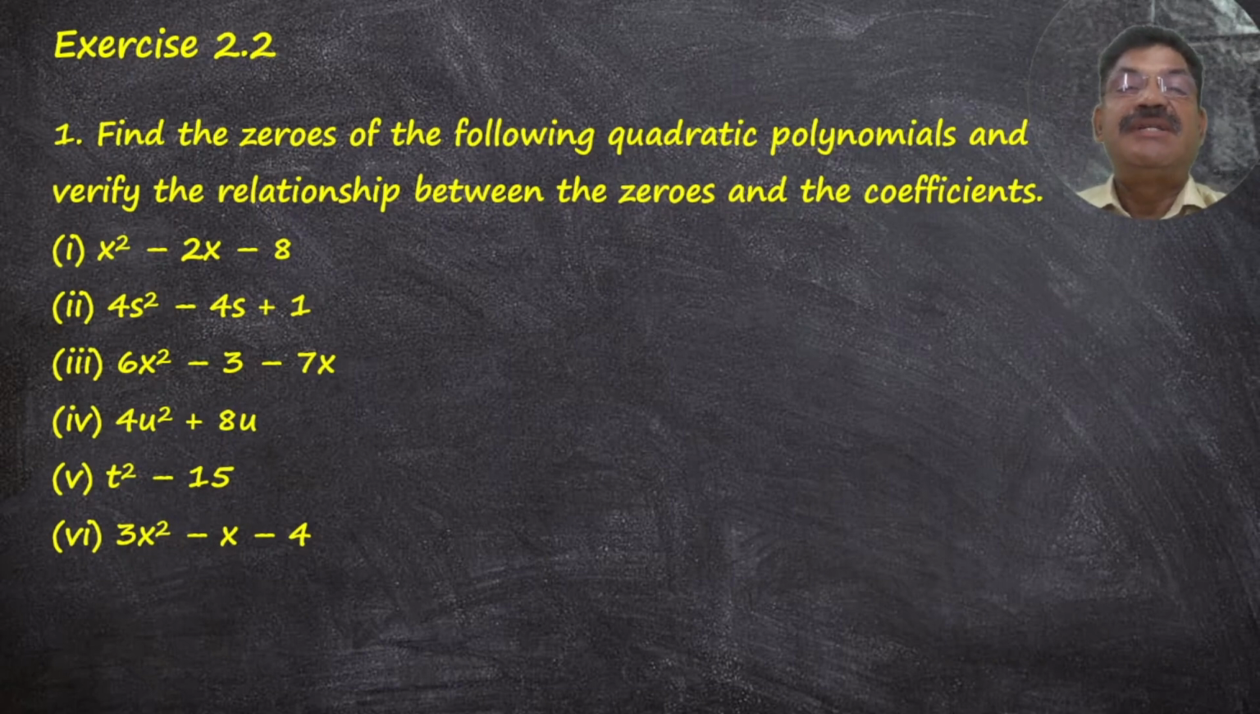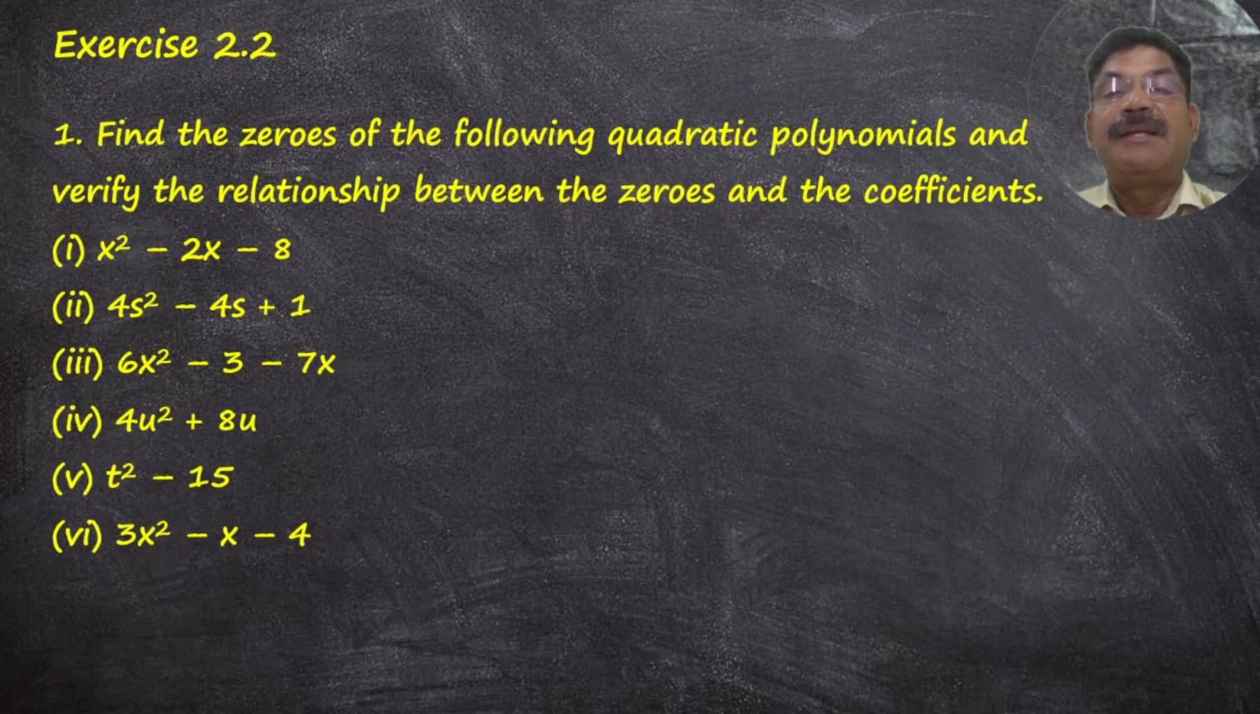Today we are going to see exercise 2.2 in the second chapter, Polynomials. The first problem is: find the zeros of the following quadratic polynomials and verify the relationship between the zeros and the coefficients. You remember the relationship between the zeros and coefficients.